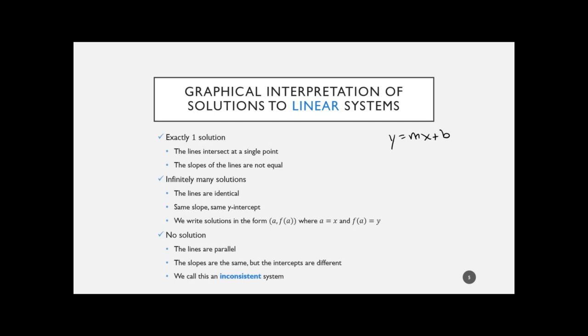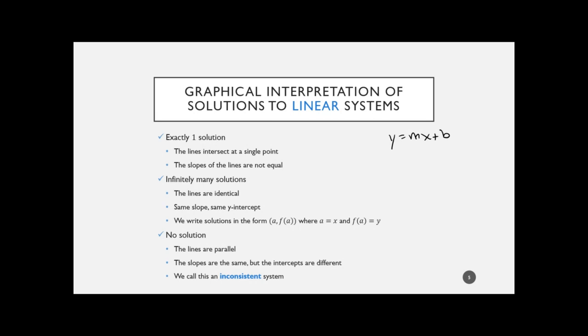Now with two lines, you could get infinitely many solutions if they are the exact same line. So they have the same slope and the same y-intercept. This usually happens if they're not in slope-intercept form and one equation is maybe a multiple of the other. So if you have equations with x and y on the same side, that's usually where you might see infinitely many solutions. They're the same line, they just don't look like they're the same line. If you solve your equations for y, you can always determine if they're the same line or not.